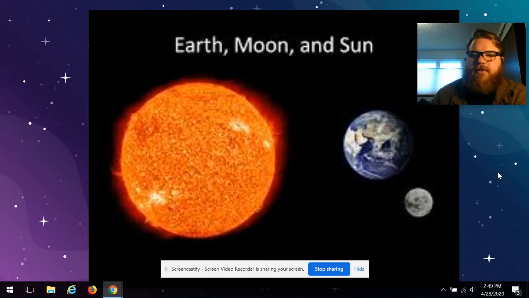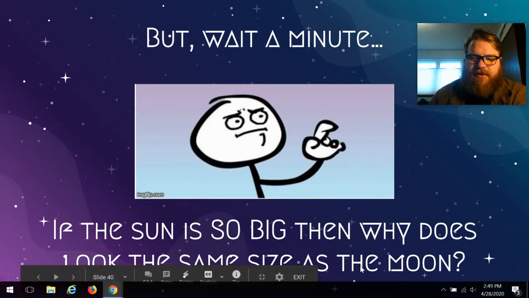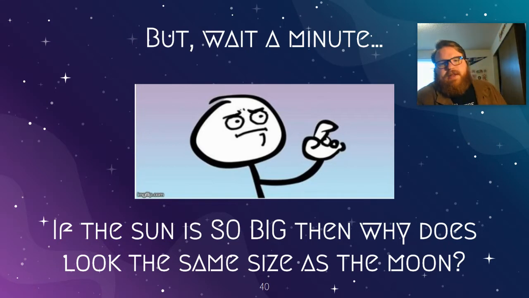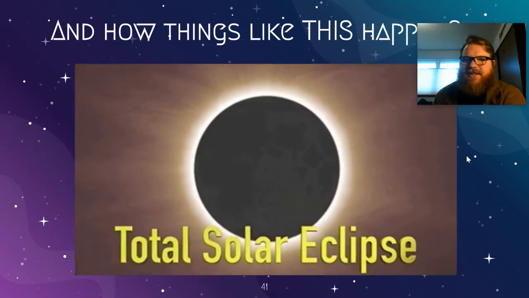So you might be asking, but wait a minute. If the sun is so big, then why does it look the same as the moon? Of course, you should never directly look into the sun, but to us, they appear to be relatively the same size. So if the moon's closer and the sun's super, super far away, why on earth would they look the same size then? Well, they must be the same size. And how do things like this happen?